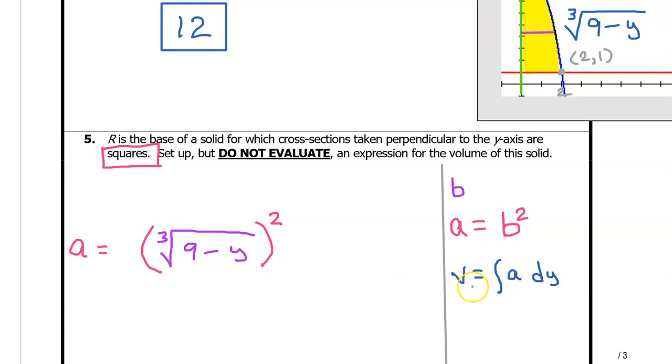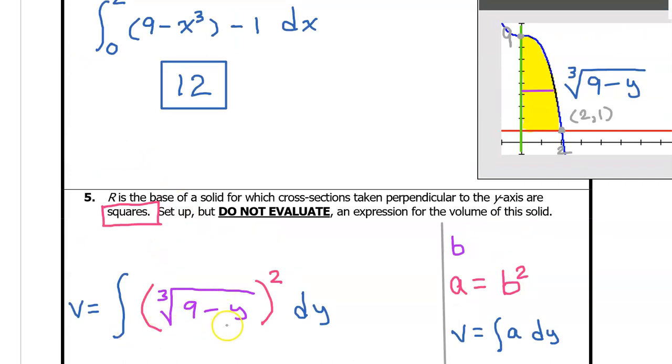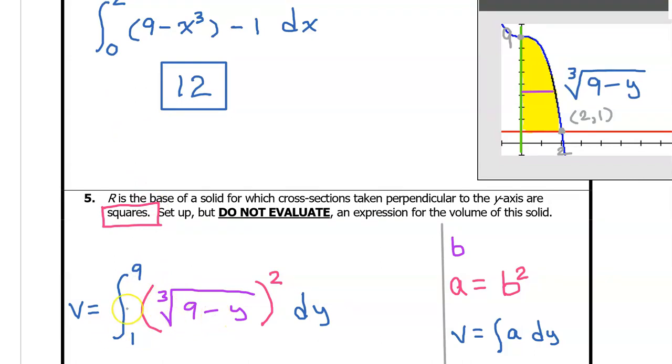The third step is to make an expression for volume by integrating the area. When we integrate the area, we are adding up all of these slices of area to form the volume. So we are integrating from y equals 1 to y equals 9. So those should be the limits of integration. So that's it. This is an expression for the volume of a solid sitting on top of region R.